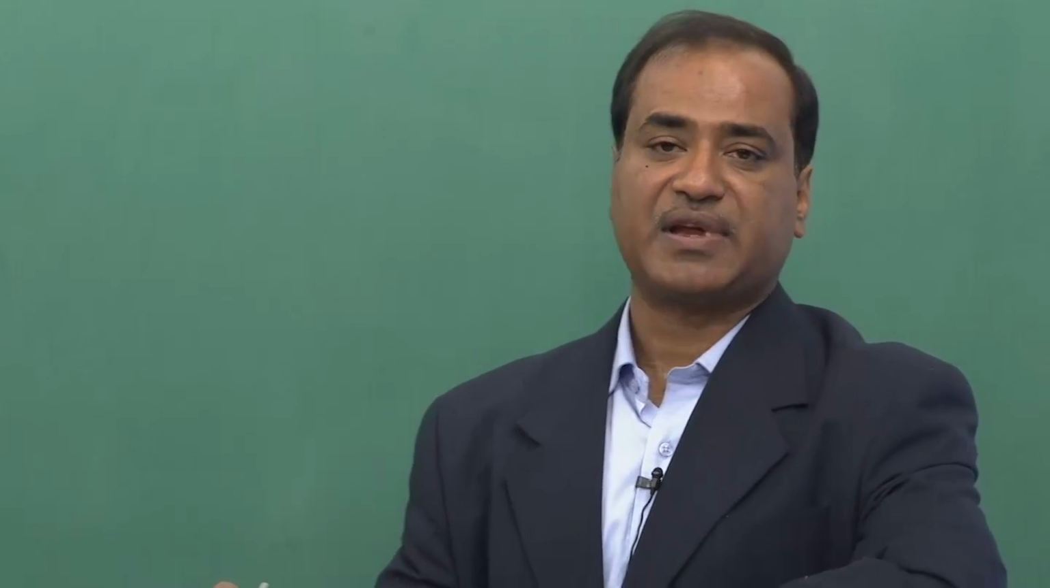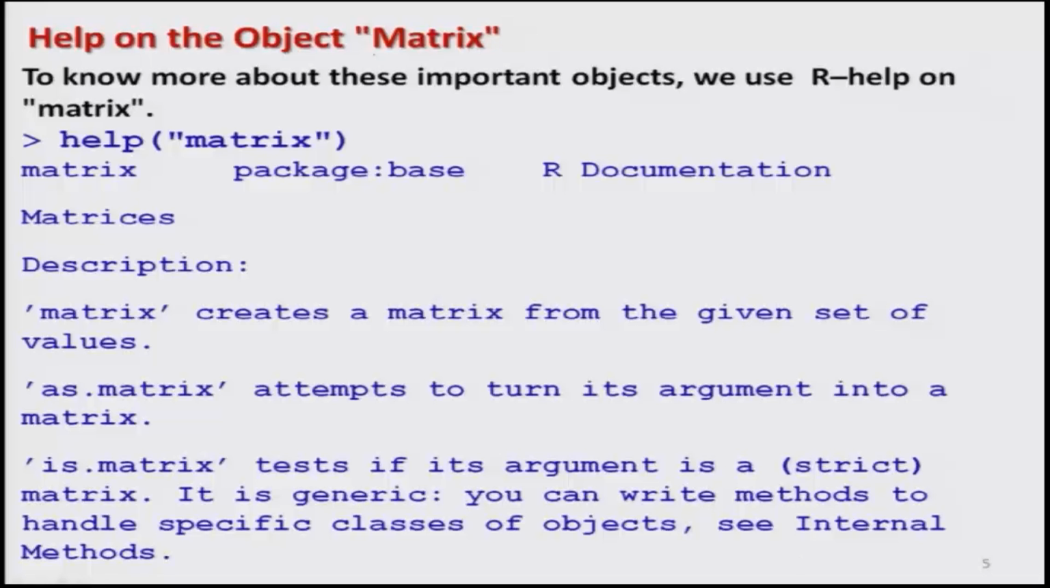So, in order to get some help on the object matrix, we have to use the same rule that we had discussed a couple of lectures back, on how to obtain help on a particular object. Suppose I want to know about matrix, so I have to type the command help, and inside the brackets within double quotes I write matrix, and let us see what happens.